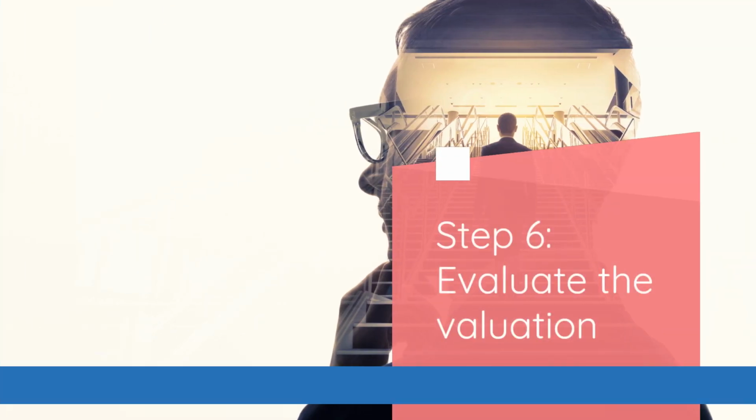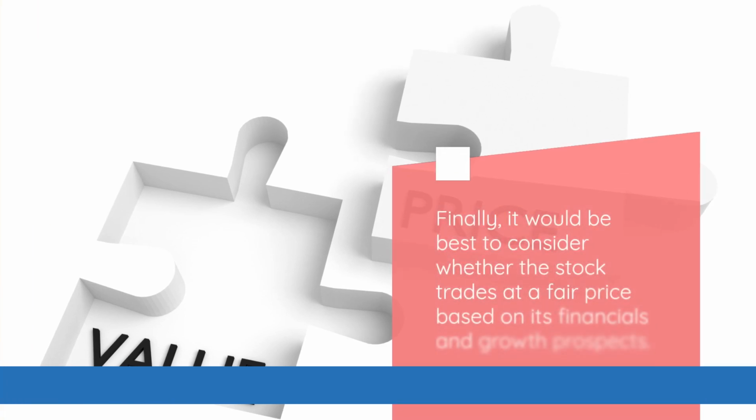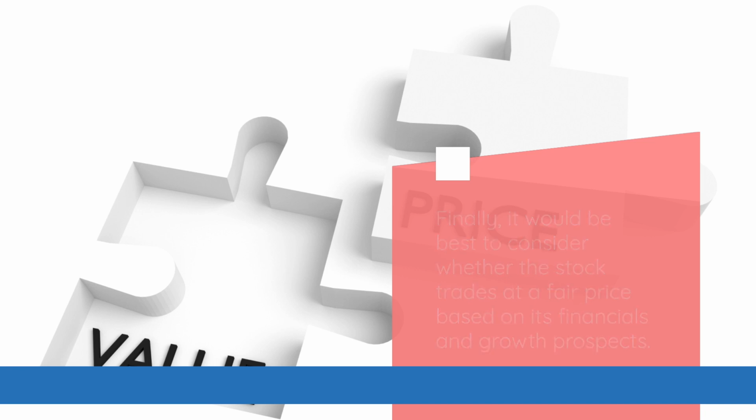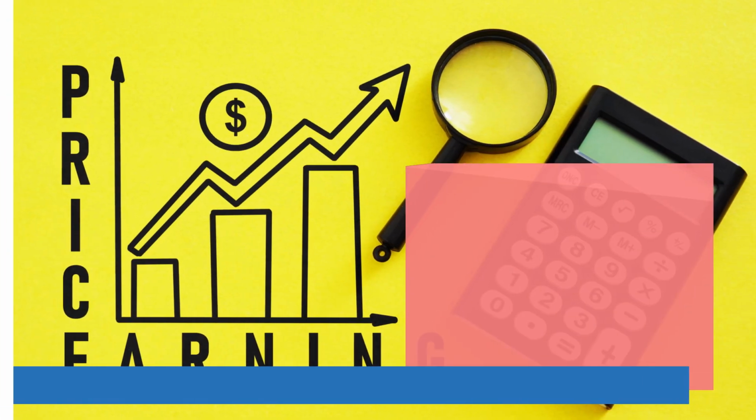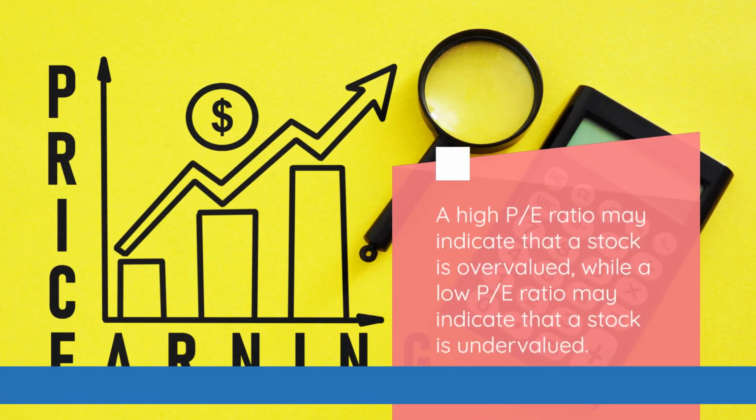Step 6. Evaluate the valuation. Finally, it would be best to consider whether the stock trades at a fair price based on its financials and growth prospects. One standard valuation metric is the PE ratio, which compares a company's stock price to earnings per share. A high PE ratio may indicate that a stock is overvalued, while a low PE ratio may indicate that a stock is undervalued.